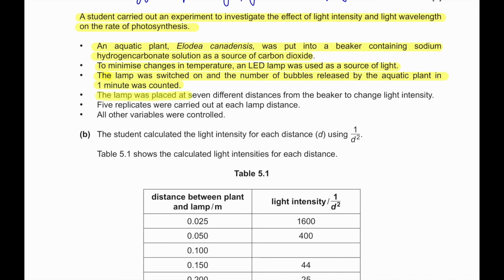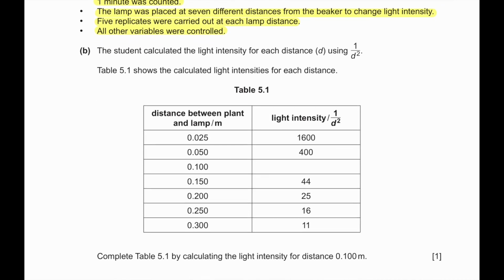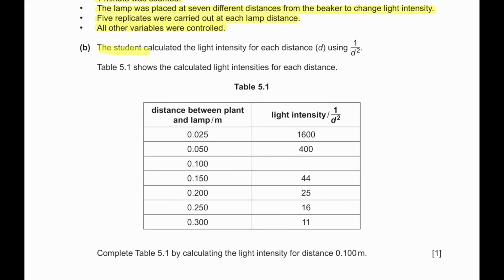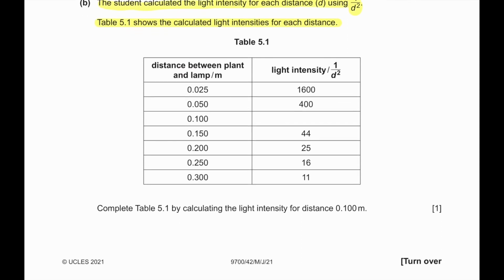The lamp was placed at 7 different distances from the beaker to change light intensity. 5 replicates were carried out at each lamp distance. All other variables were controlled. So we control temperature and every other variable. The student calculated the light intensity for each distance using the 1 over d squared method. Table 5.1 shows the calculated light intensities for each distance.